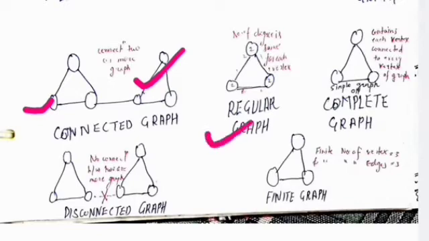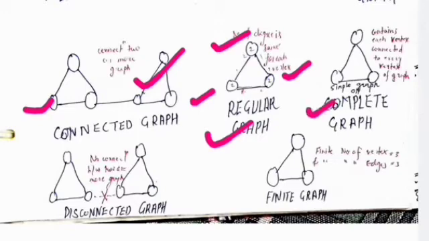Next is your regular graph. A regular graph is defined as one where the degree is the same for each vertex, that is called your regular graph. In the given graph here, the degree of this node is 2, this is also 2, and another is also 2. So this is called your degree of the graph and vertex. Here the degree is the same for each vertex, that is called your regular graph.